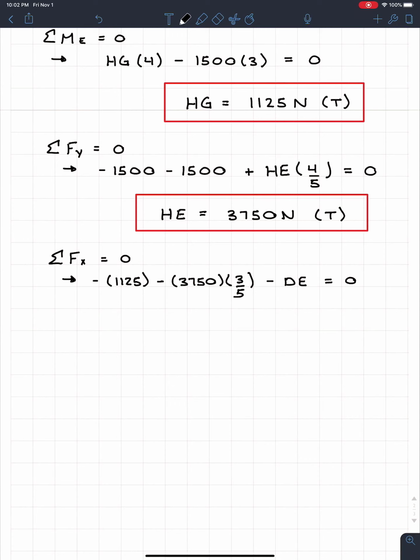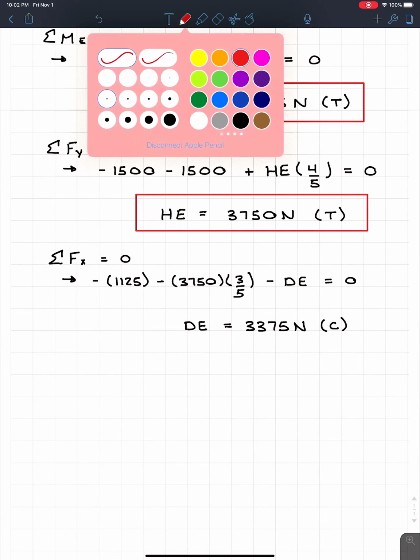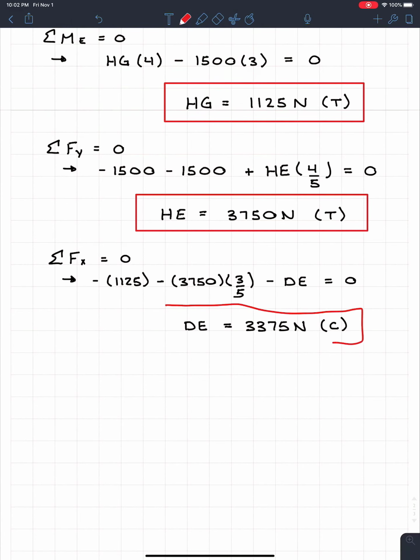And if we check, the only unknown that we have in this equation is DE. So when we solve, we find that DE is equal to 3375, so 3,375 newtons. And when we solve this, we actually get a negative answer. So what that means is this member is actually in compression. So I'm going to highlight this really quick. And there we go. And that is our answers.